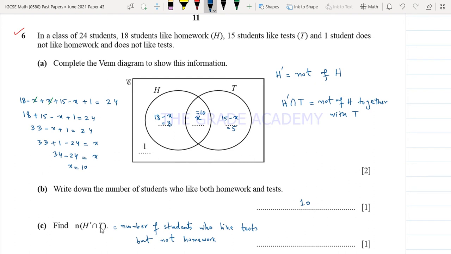So not of H together with T. So this becomes, from the diagram we can see that there are only 5 students who like tests but not homework. So this is 5. So 5 students like tests but not homework.